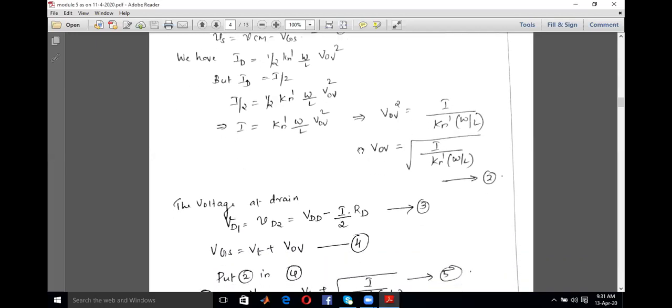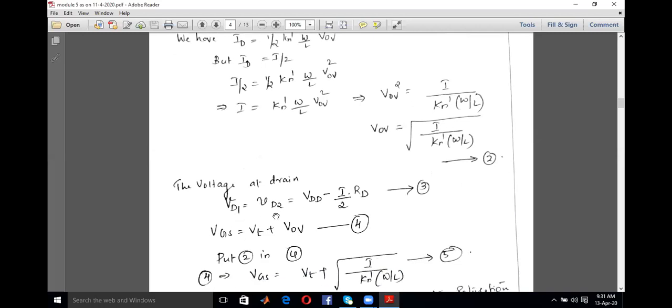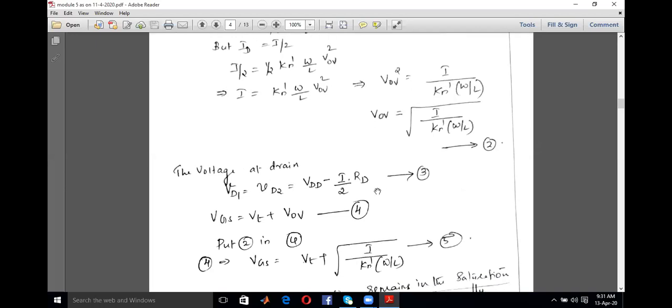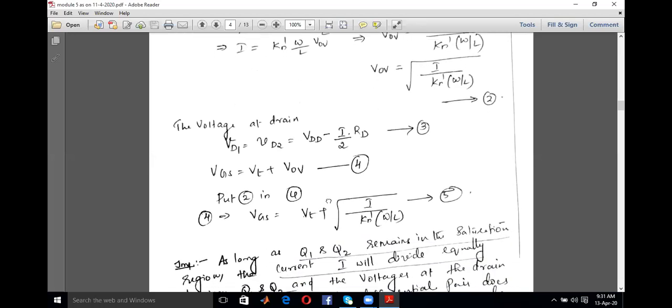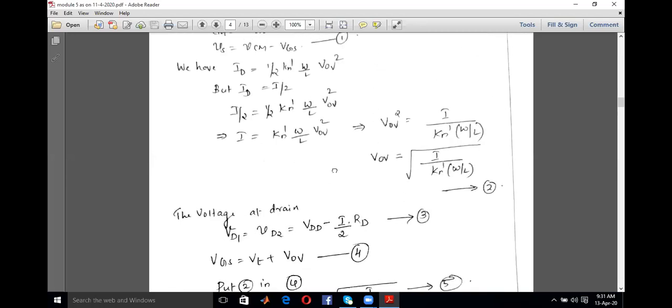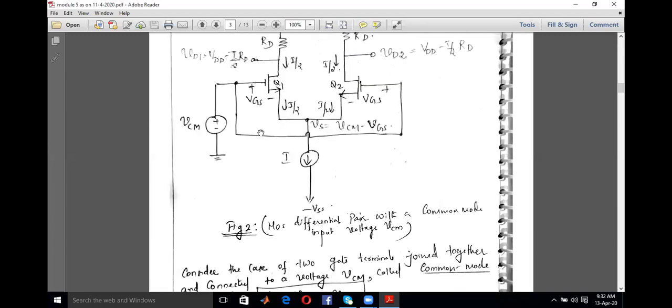Now, as already stated in the circuit diagram, I wrote the equation for VD1 and VD2, which are the same. VGS minus VT is VOV, so VGS is equal to VT plus VOV. VOV I already found out, so put this equation over here. Instead of VOV, I've already derived it using the drain current equation, which you can substitute here. So this is the voltage which you will get at the gate source. I told you the gate source voltages of the two transistors are same. So that I have derived now.